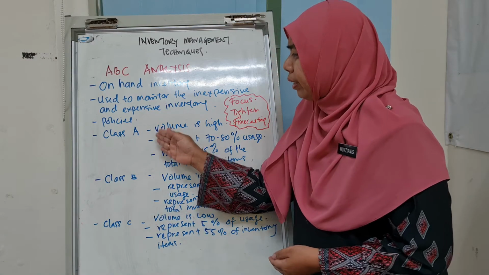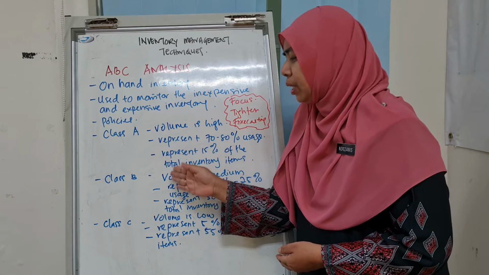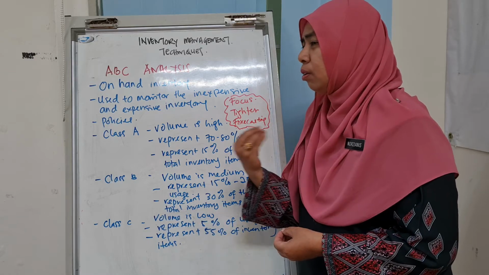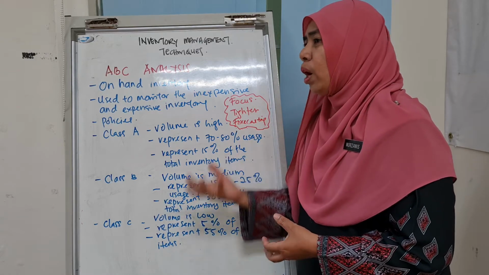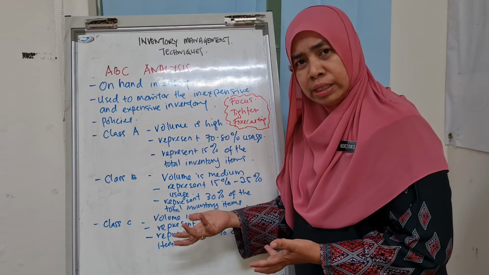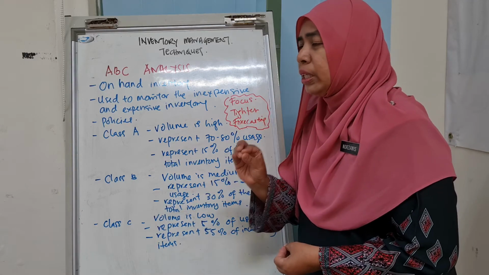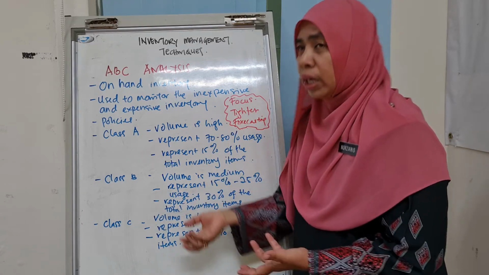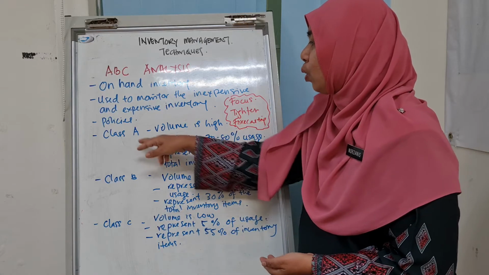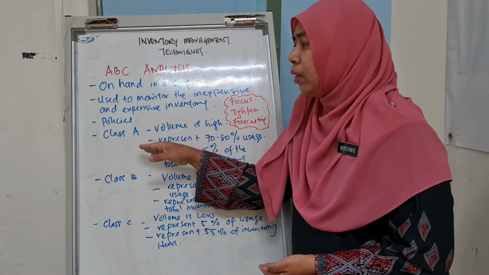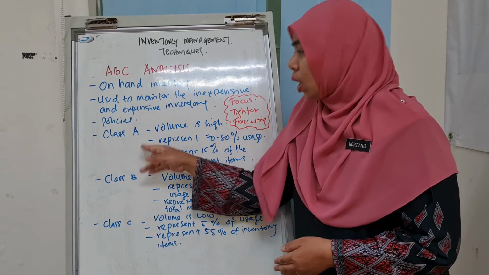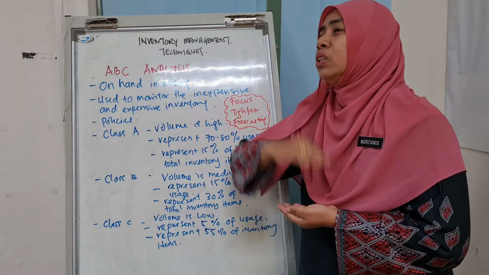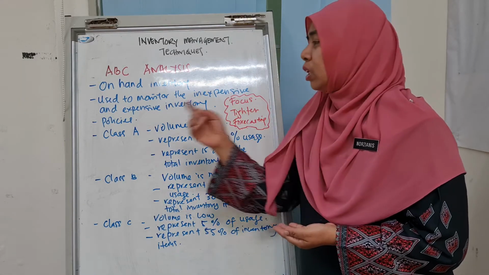So when we already know class A, class B, and class C, what should you, as a worker, employee or planner in the company, focus on? Normally when doing the planning, or when you want to top up the items, you have to focus on class A. Why should we focus on class A? Because in class A the volume is high and the usage is high. So make sure you focus on class A.